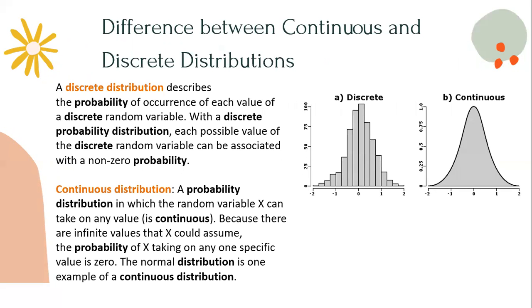Okay, so when you're talking about probability, one of the terminologies that you need to be familiar with and to understand is the difference between a continuous distribution and a discrete distribution. Here you can see on the left-hand side a graph of a discrete distribution, and the one on the right is a graph of a continuous distribution. The difference, well, let me give you an example.